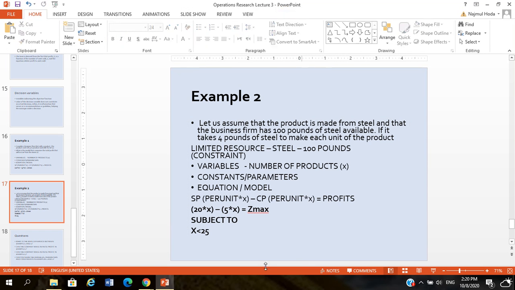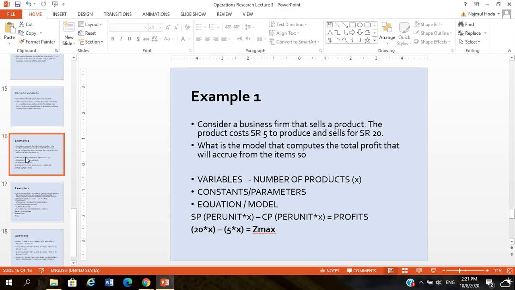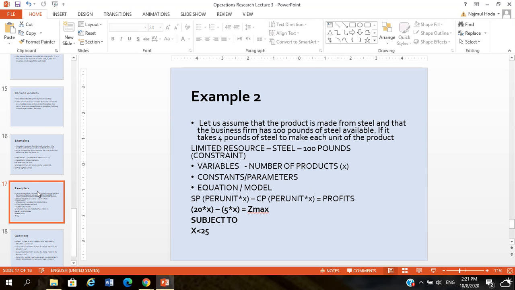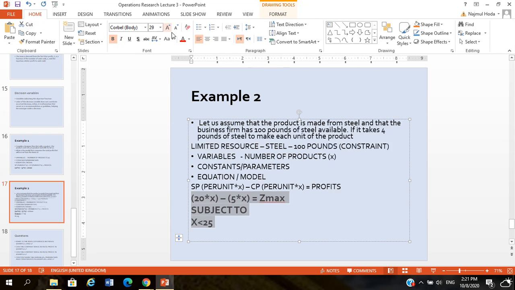Now, we have to solve the problem. So, what does it come to? 20 into 25, 500 minus 5 into 25, 125. That means the profit can be at the maximum 375, not more than 375 reals. So, the main difference between example 1 and example 2 is that this one is a case of unlimited, without constraint. This is an example with constraint, which is our main type of example in OR. Z max is subject to constraints.